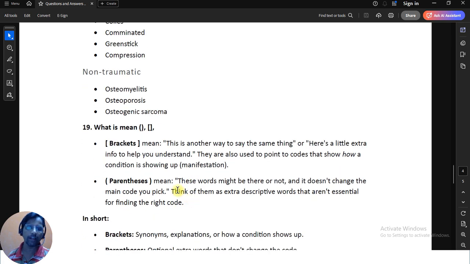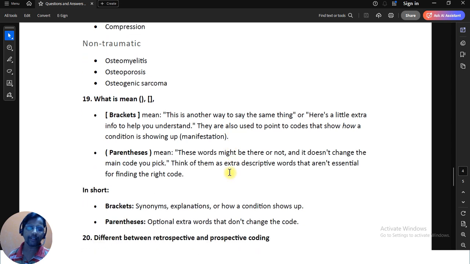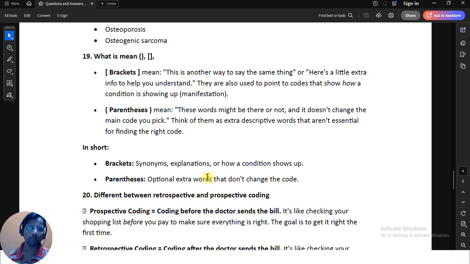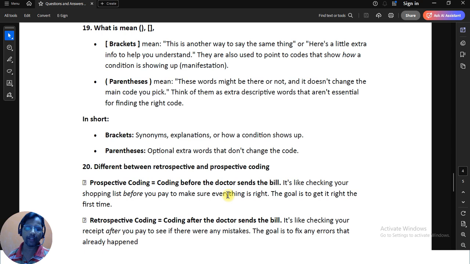Okay. So what is meant by brackets and parentheses? Brackets mean this is another way to say something, or here is a little extra info to help you understand. Okay. So what is parenthesis? These words might be there or not, and it does not change the main code you pick. So brackets most of the time we use for synonyms, explanations, or how a condition shows up. Most of the time we see parentheses for optional extra words that do not change the code. These are the differences between brackets and parentheses.